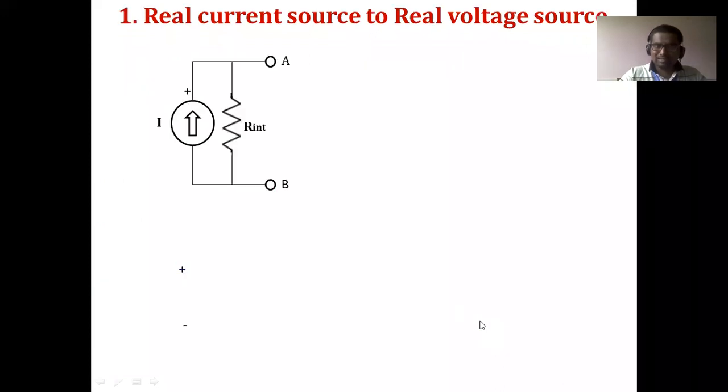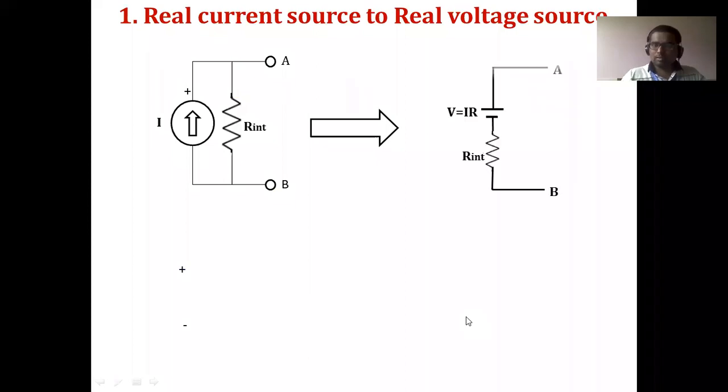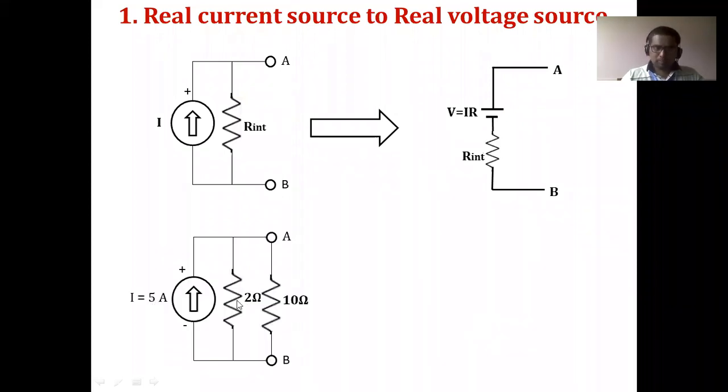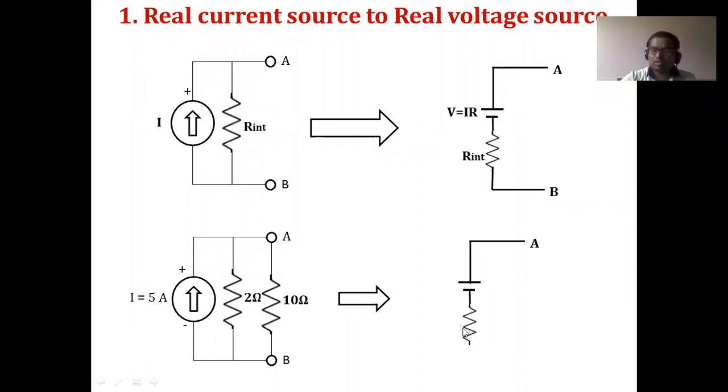The real current source we have to convert into a real voltage source. Here the resistance goes in series with the voltage. The thing is to apply V is equal to I into the internal resistance. See that example. Suppose the current source I has an internal resistance of 2 ohm, and the load resistance connecting the points A and B is 10 ohm. And now we put it into a real voltage source. When I say real voltage source, it is a voltage source in series with the internal resistance, and the other 2 terminals of the real voltage source.